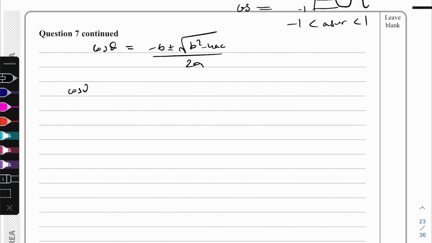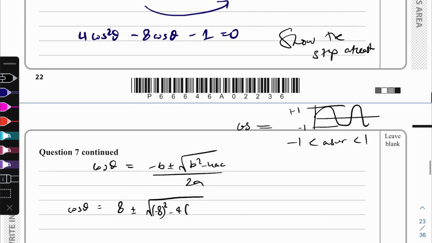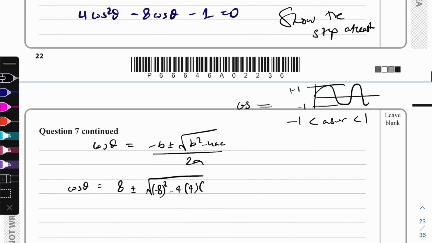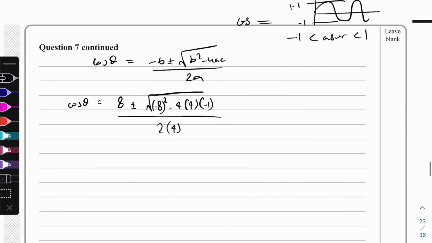So let's see. Cosine theta equals minus b, which will be 8, plus minus square root b squared, so that will be minus 8 squared minus 4 times a, which is 4, times c, which is negative 1, all over 2a, which is 2 times 4. So what does this give us? This gives us 2 plus or minus root 5 over 2.